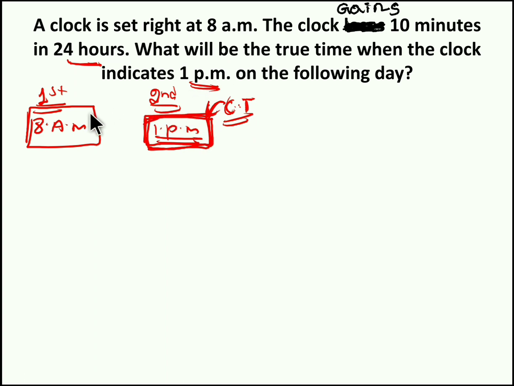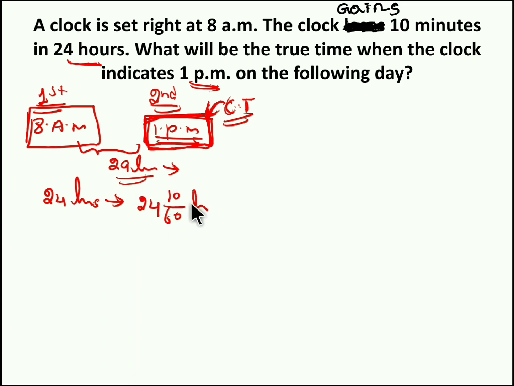Now the concept is really simple. From 8 am to 1 PM, it's 29 hours. From first day 8 am to second day 1 PM, it's 29 hours. So this 29 hours is not actually the correct time, right? So we have to find exactly at what time it's displaying 1 PM. Now instead of 24 hours, it shows 24 10/60 hours. So we can convert this 10 minutes as 10/60 hours. So when you cancel this, 6 into 24, 144, 144 plus 1, 145/6 hours. See, instead of 24 hours, it shows 145/6 hours.